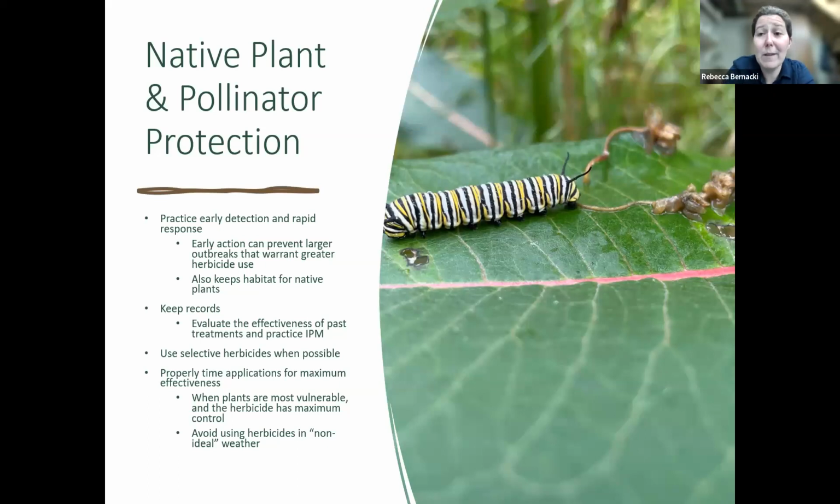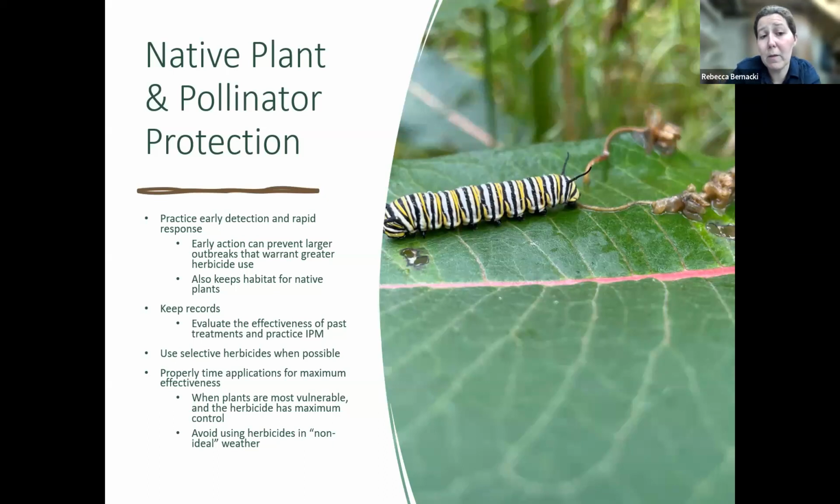Secondly, it's really important to keep records so that we can evaluate the effectiveness of our pest treatments and practice IPM. If you went out and treated some knotweed on your property and didn't make note of what herbicide you used or what rate you used, and you saw great success, you're probably going to want to use that same treatment method. So it's great to have those notes. The same thing goes if you didn't see great results and you've used up that herbicide. Maybe you want to try a different product the next year.